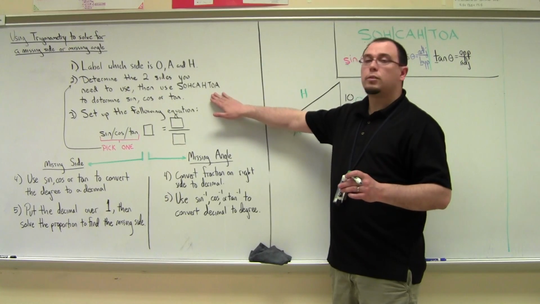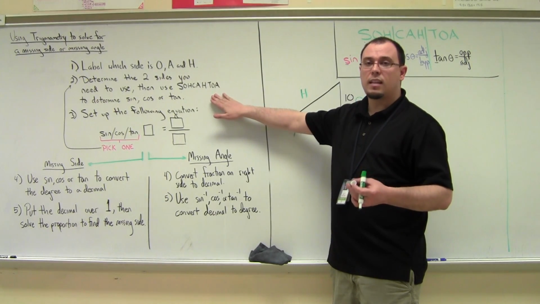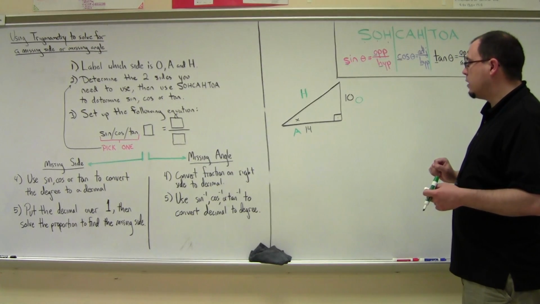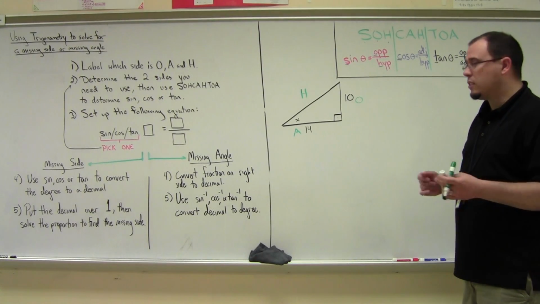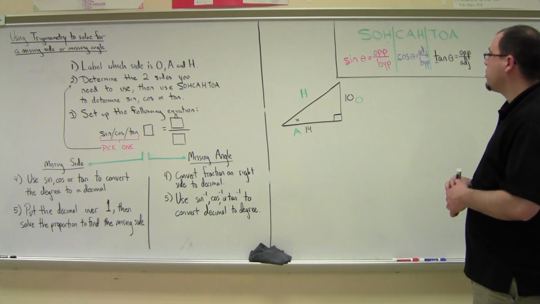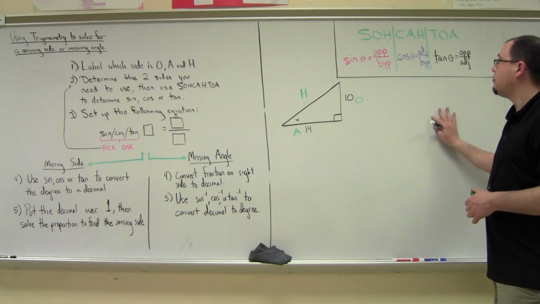So now what we're going to do, we're going to determine which two sides we're using, and does that mean sine, cosine, or tangent? So we take a look, try to figure out which two sides you're using. Try to figure out whether that's sine, cosine, or tangent.